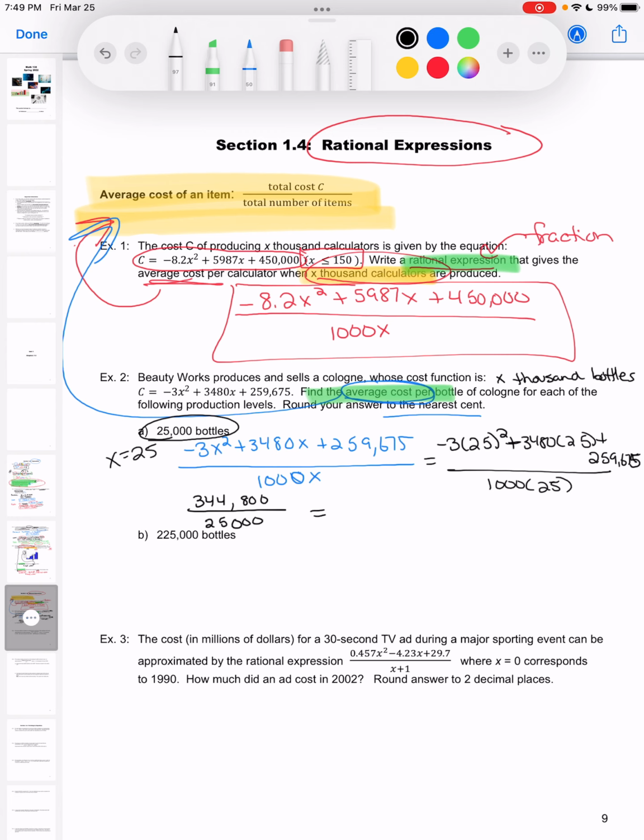And the directions tell me that we want to round to the nearest cent. So cent is 2 decimal places. In general, anytime we're talking about money, we're going to go to 2 decimal places. That's just the common decimals that we round to. And this is per bottle. So that's my answer.